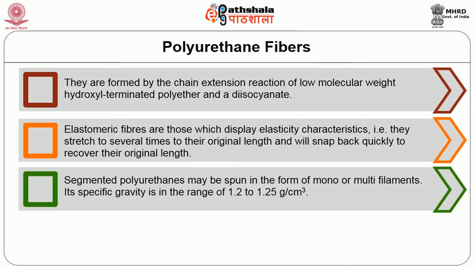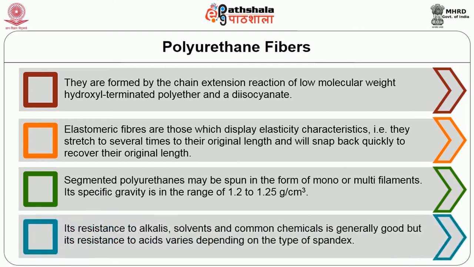Segmented polyurethanes may be spun in the form of mono or multifilaments. Its specific gravity is in the range of 1.2 to 1.25 grams per cubic centimeter. Its resistance to alkali, solvents and common chemicals is generally good, but its resistance to acids varies depending on the type of spandex.